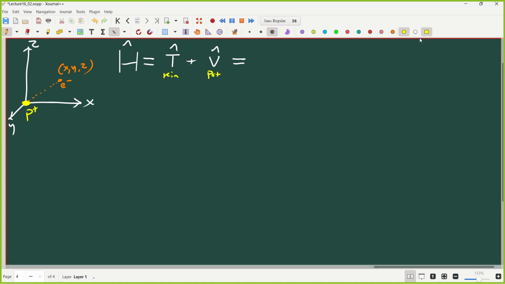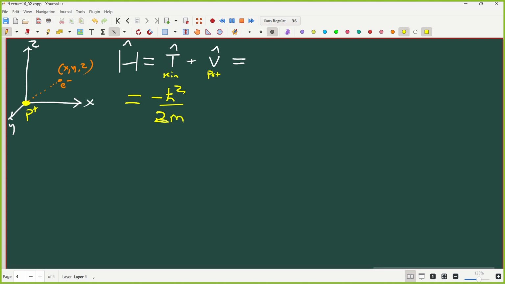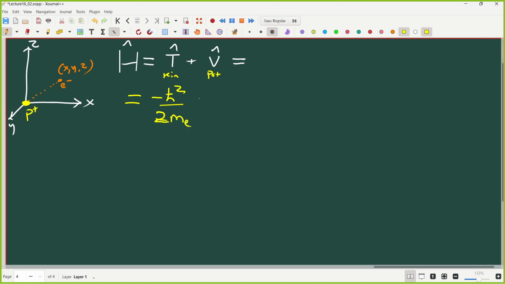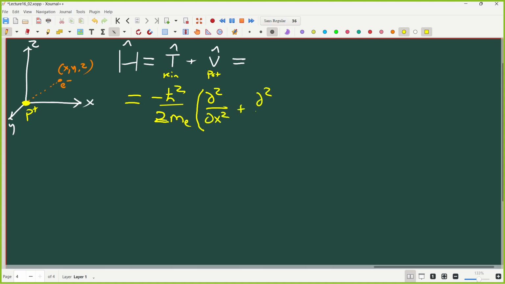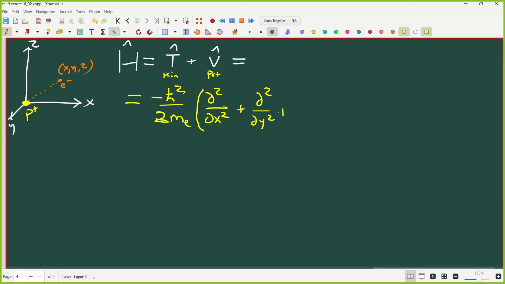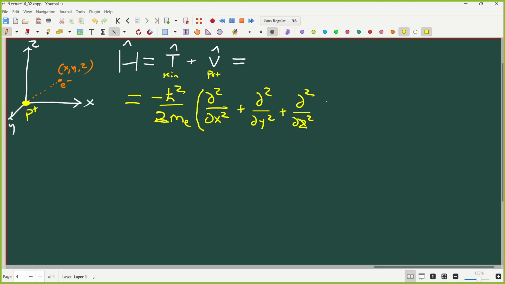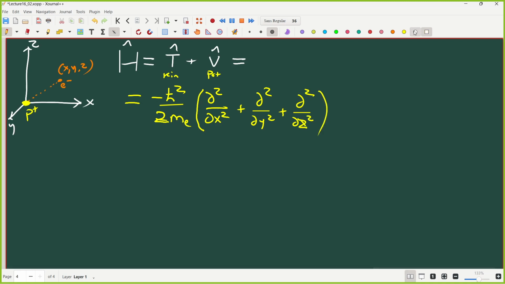And we know what the kinetic energy is, right? The kinetic energy looks the same for all these problems in Cartesian space. It looks like minus h bar squared over 2 m_e, the mass of the thing that actually has momentum, which is the electron. And now we have to consider its motion in all three directions. So we're going to have the second derivative with respect to x, but we're also going to have it in terms of y and in terms of z. So this is our kinetic energy term here.